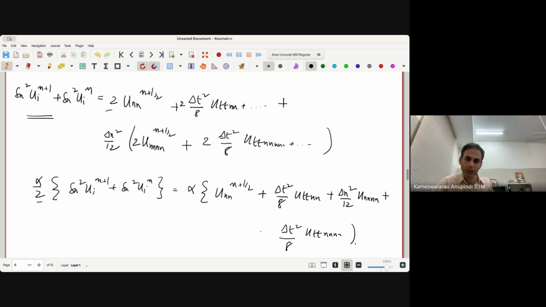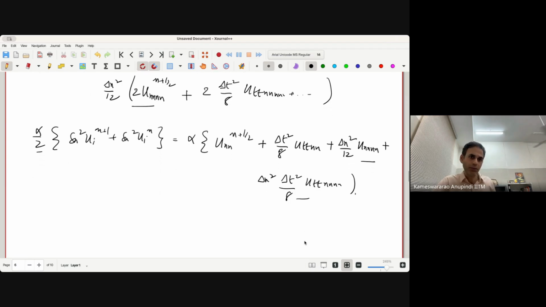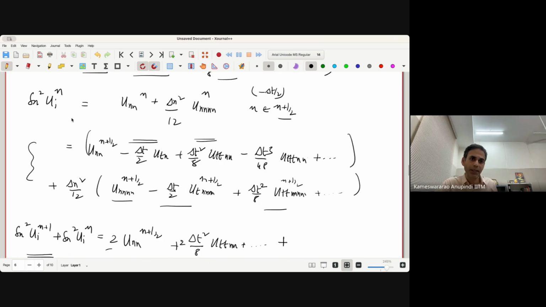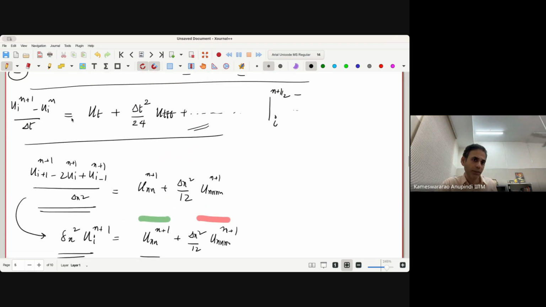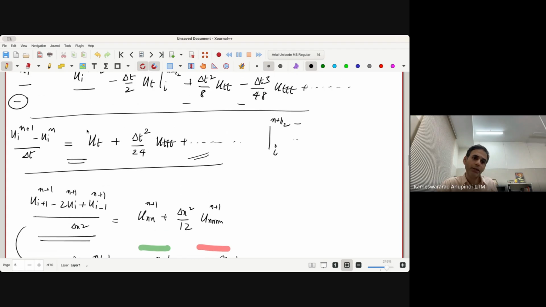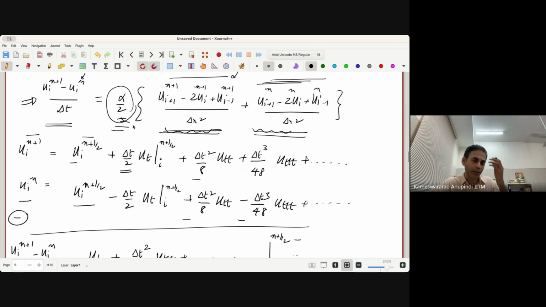Okay, and then of course this is also multiplied with delta x square, right? Delta x square is multiplying the first term as well as the second term. Okay, so I'll just take a minute to finish up this thing. So when I put everything together, if I go back, this is for the first term, right? ut plus delta t square by 2 and so on. And then this is for the second term and that is on the right hand side.